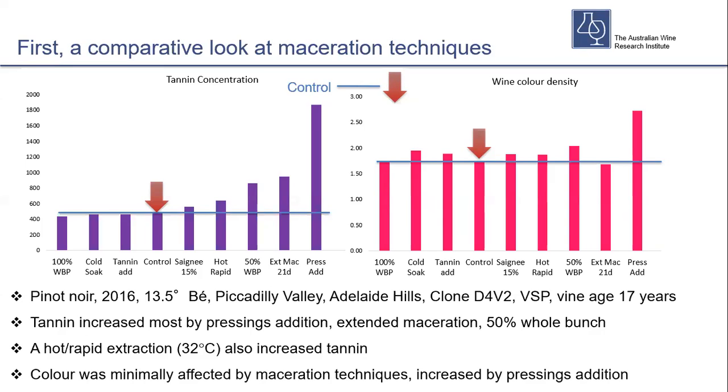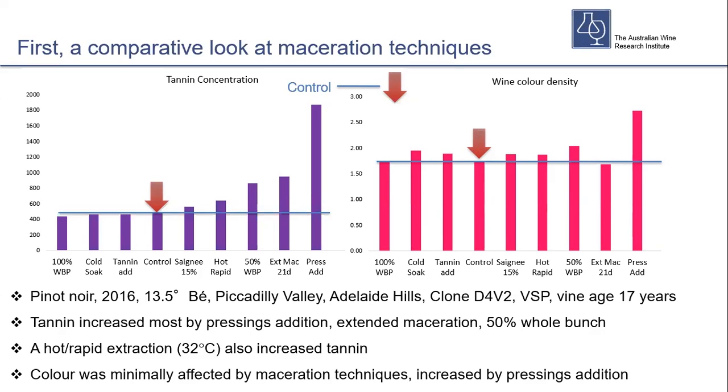The final technique that's compared there is the addition of pressings, which in this case was Chardonnay pressings. And that introduced a significant increase in tannin and also in color. You can see that, for example, extended maceration produced far less of an increase in tannin, but also in some senses, one might not want to go as far as the pressings addition with Pinot Noir. In terms of color, there was very little change with all the different maceration techniques. And you can see in that final step that the pressings addition increased tannin.